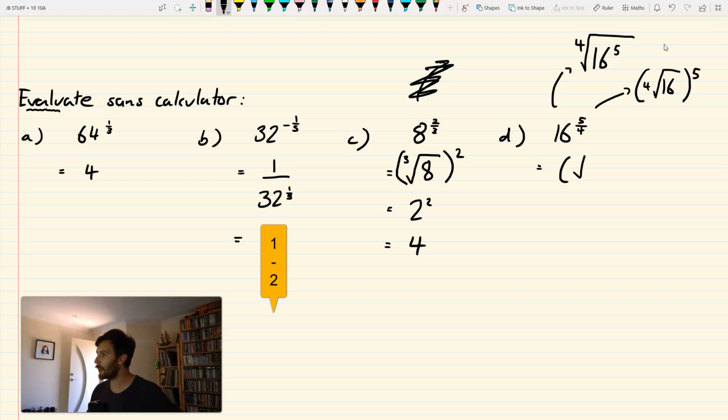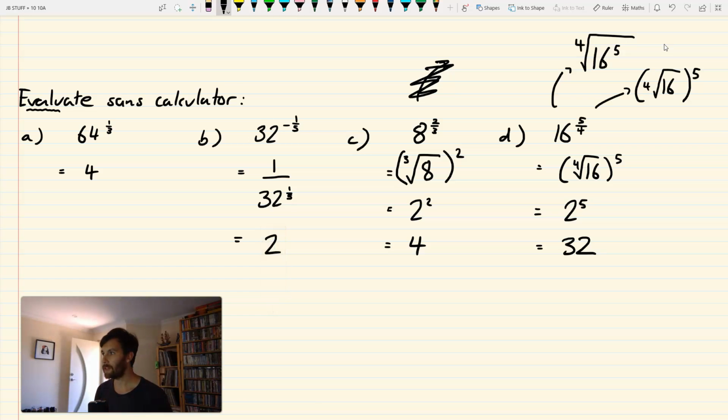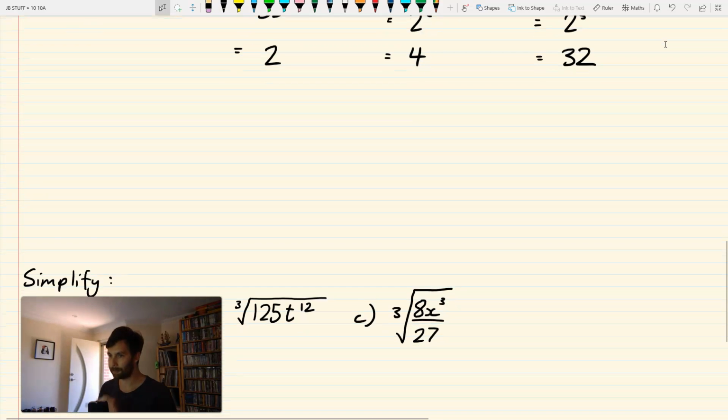So I'll just rewrite that here for nice working out related reasons. So the 4th root of 16 is 2, and then 2 to the power 5 is 32. Happy days. So in that example, that second way was the easiest way of getting things under control. You just got to pick the one that suits the situation you are in best.